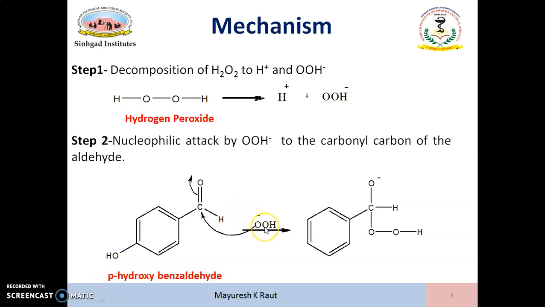So these OOH minus ions which are produced in step 1, they are going to attack on the carbonyl carbon and we will get this intermediate. So this is attacking on the carbonyl carbon. So this double bond will break and it will lead to formation of this intermediate.